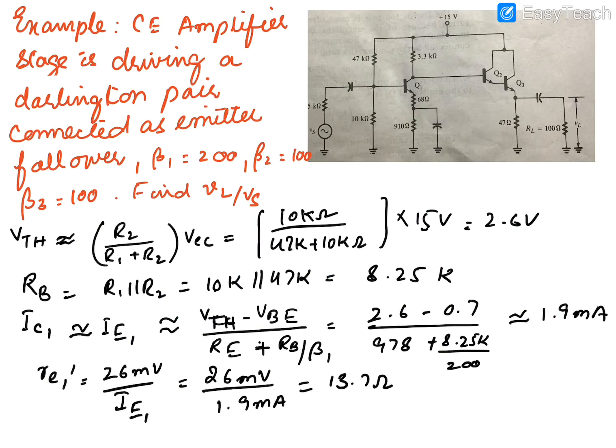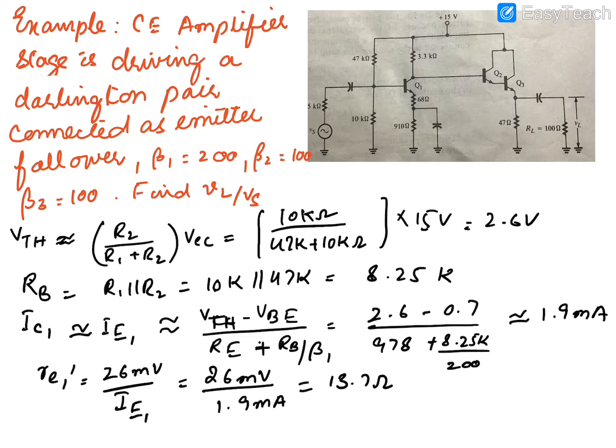Next there is an example in which a common emitter amplifier with partly bypassed emitter resistance is directly coupled with a Darlington pair which is connected in a common collector configuration. You can see that this is connected as a common collector configuration with 3.3 kilo ohms as RB, 47 ohms as RE, and a load resistance RL. In this case we have to find the value of the overall voltage gain.